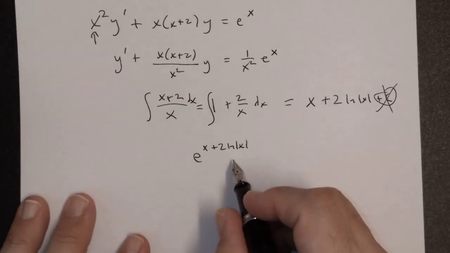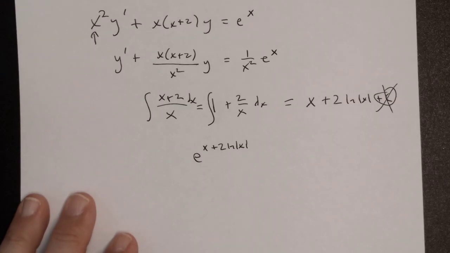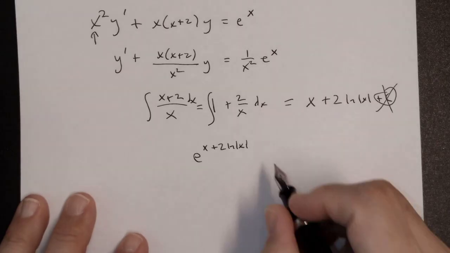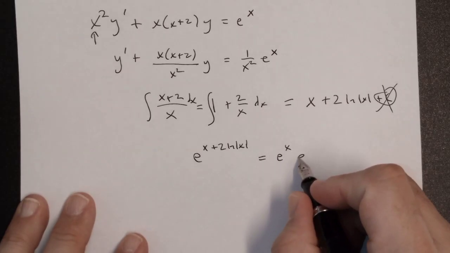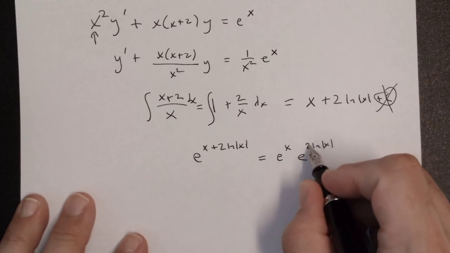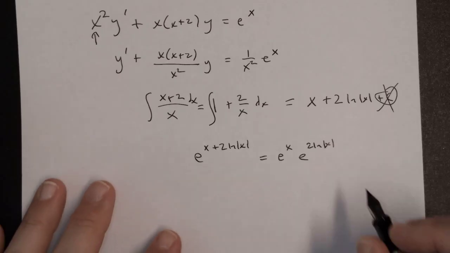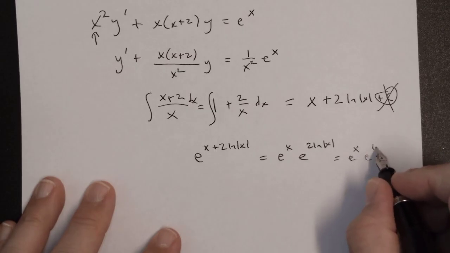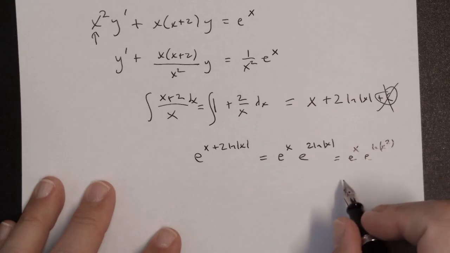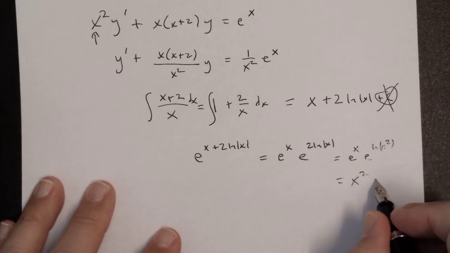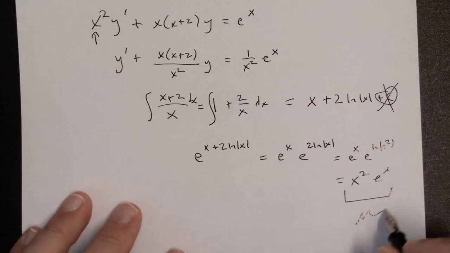So this, I don't like this. I've got an ln inside an e. That's gross. Let's separate it and fix it. I'm going to do a bunch of algebra right here. This is e to the x times e to the 2 ln x. What can I do with that 2? I put it in the log as a power. So it'll be ln of x squared. Squares are always positive. I don't need the absolute value anymore. And then the e and the ln cancel each other out. x squared times e to the x. This is my integrating factor mu.